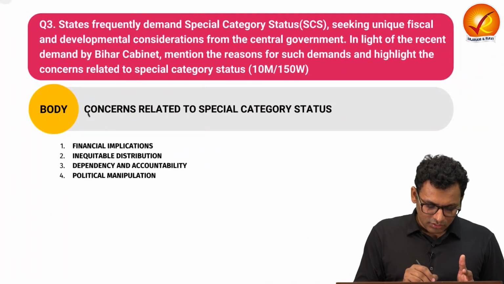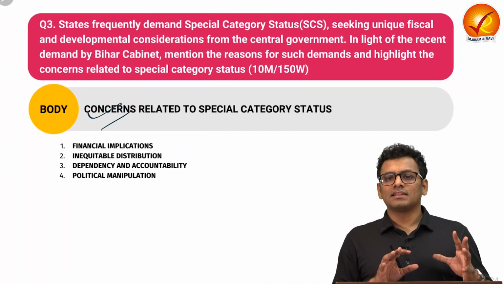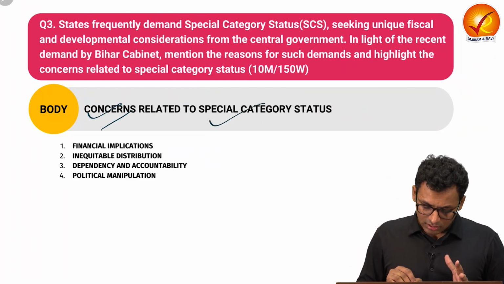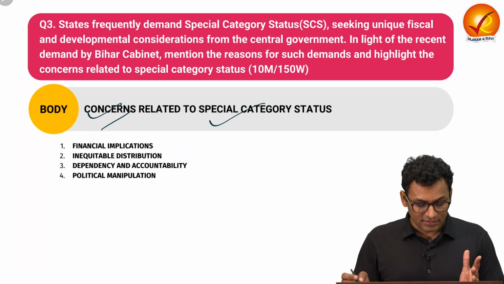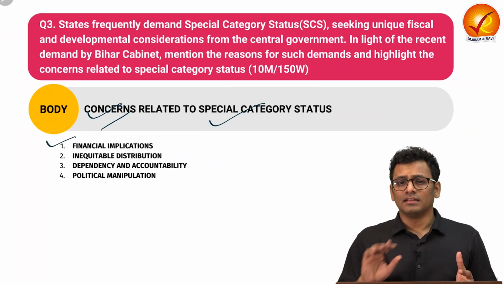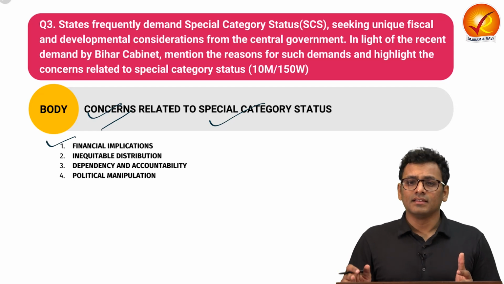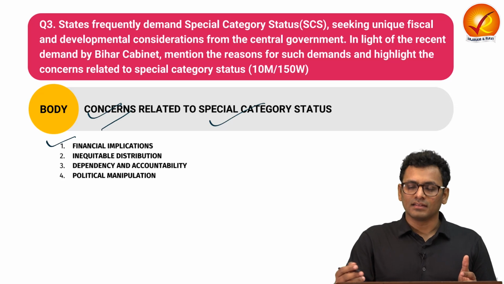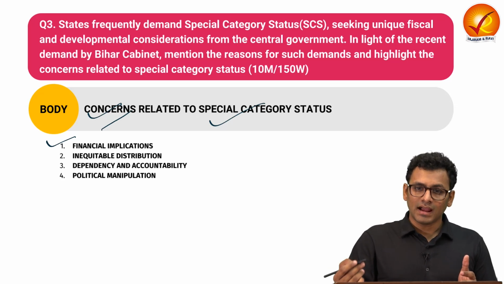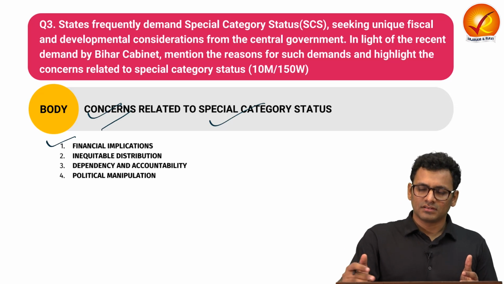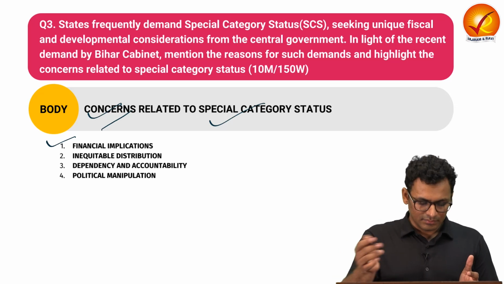In the second heading, you can talk about special category status. There are certain kinds of challenges with respect to the accordance of special category status. The very first is financial implication. As we understand, through this kind of status the center will be providing more funds to the state, and because of that there is a possibility that they might breach the FRBM levels that are in the act, and because of that there might be certain fiscal implications.